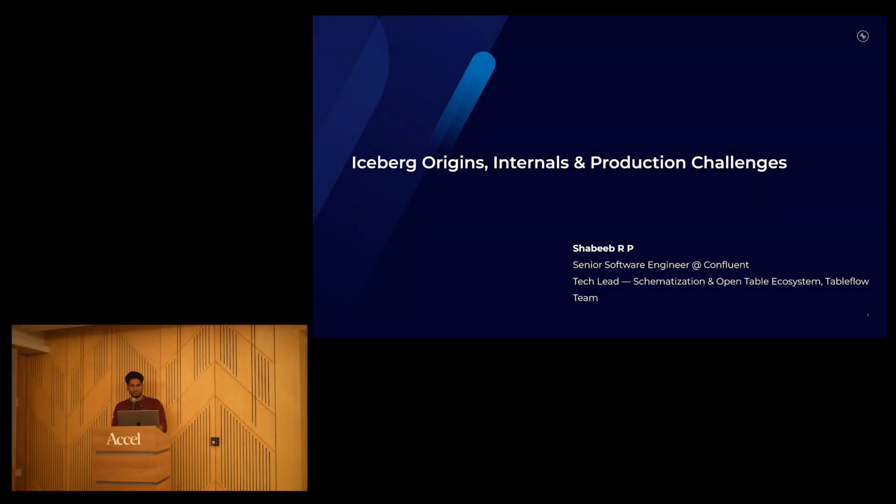So I'm here to talk about Iceberg, some history, the internals, and production challenges when you run Iceberg in production. And finally, I will be talking about TableFlow, which is a new product from Confluent to solve a lot of these problems and make it easy to use Iceberg in production.